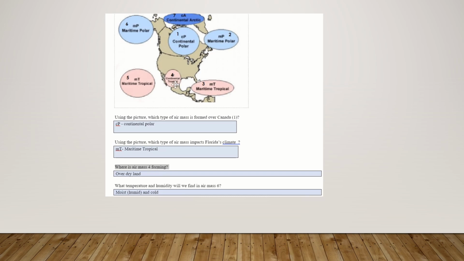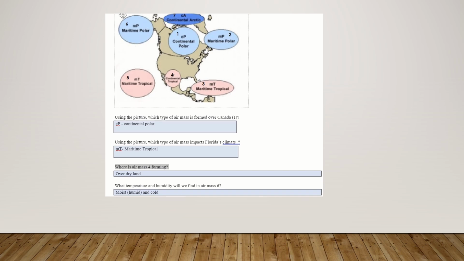So let's go find 4. I see that here's Mexico and here's the United States. It is over land. Okay, if it's over land, it's going to be dry. And then it's in the pink, so it's going to be dry and warm. Dry and warm. And finally, it says, what temperature and humidity will we find at 6?